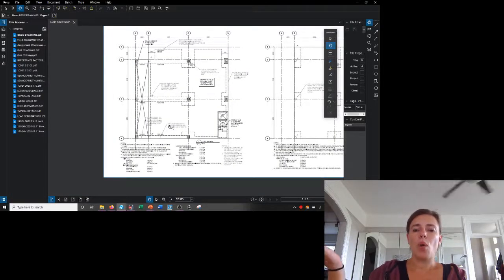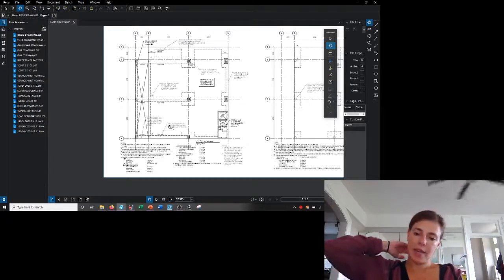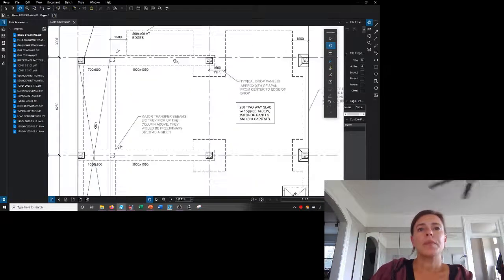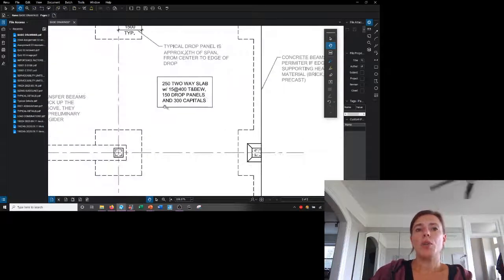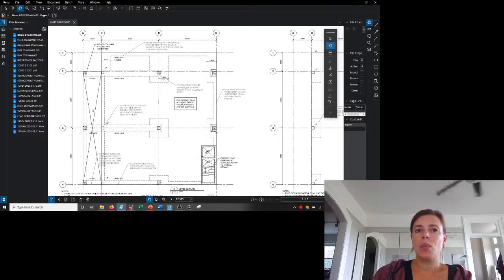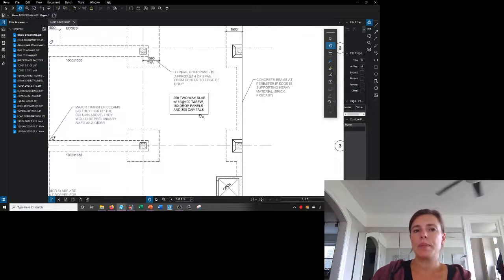Let's move up a floor where we're cutting above the ground floor, looking up at the underside of the second floor. So here now we've got a 250 two-way slab, so meaning it's spanning to all of the columns, with 150 drop panels and 300 capitals. So drop panels and capitals are a thing we do around columns to help deal with punching shear, usually. That's usually the main thing they're doing.